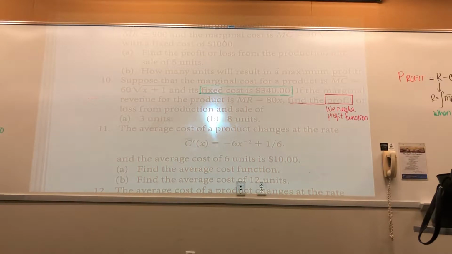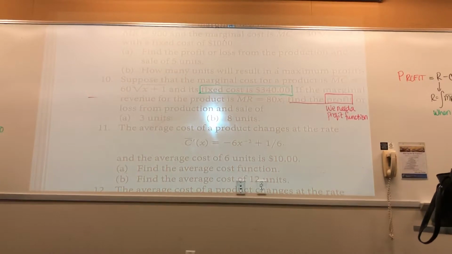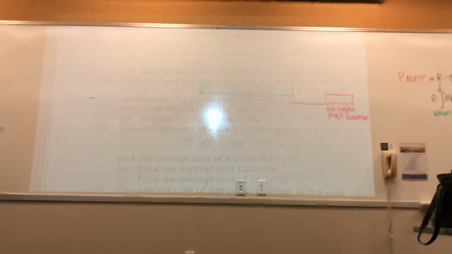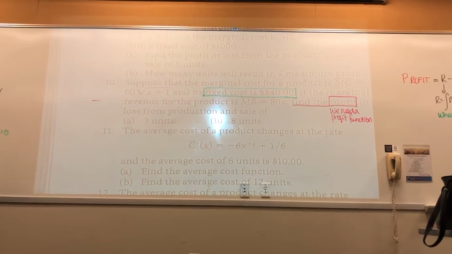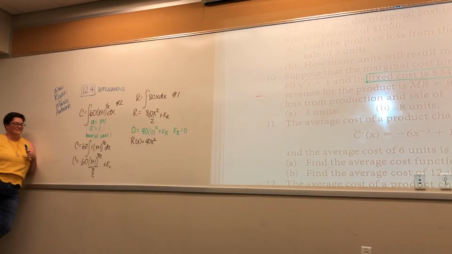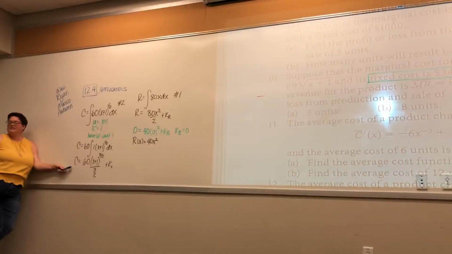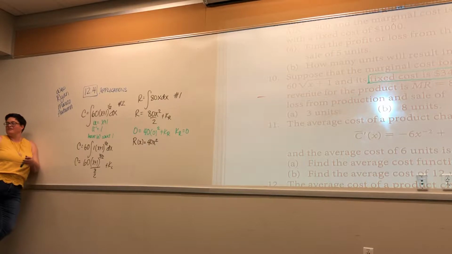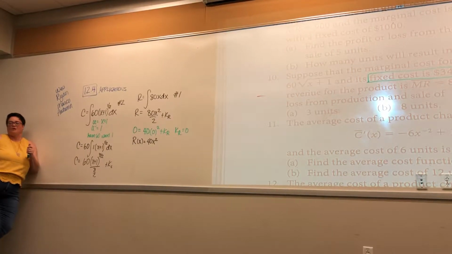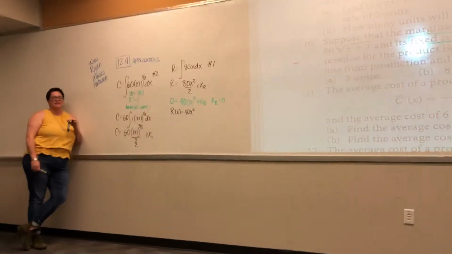Don't forget to label the left-hand side, Ferris. And anybody else that wasn't brave enough to raise their hand. Because you want to be very clear that this is your cost function, not your revenue, not your profit, not your marginal profit, not your marginal revenue. We have a whole bunch of functions going on here. You need to keep them straight.